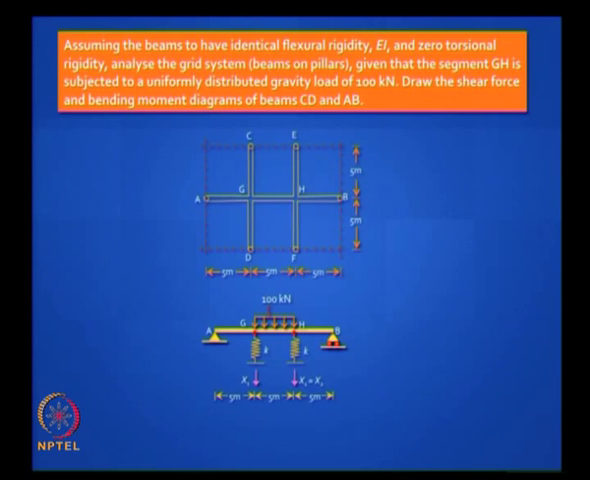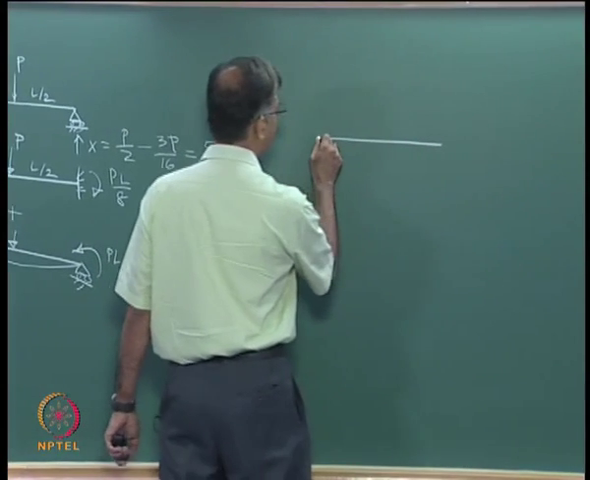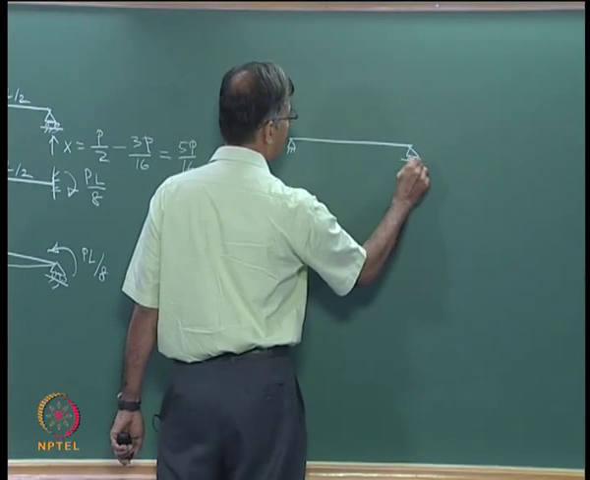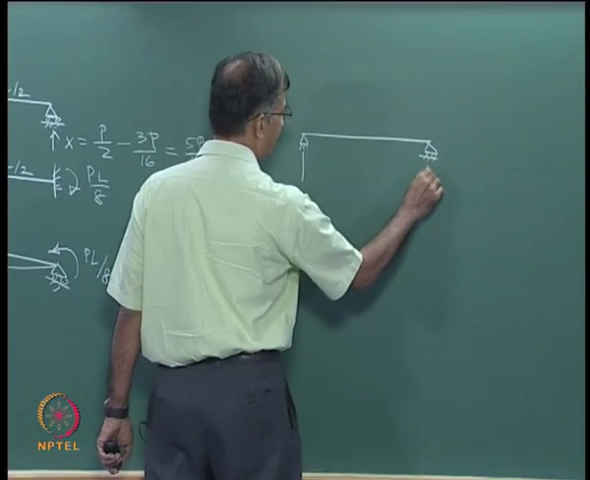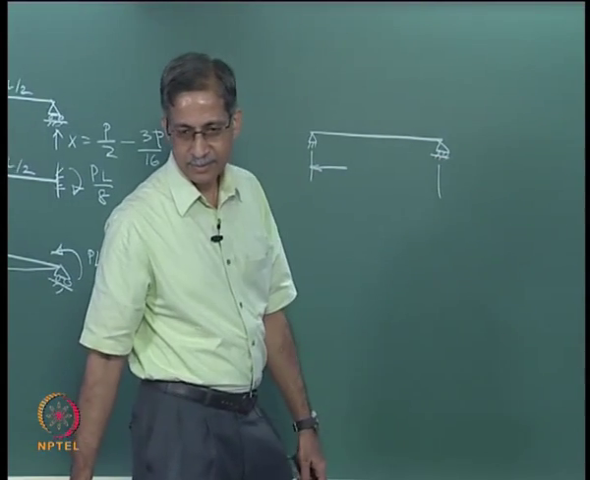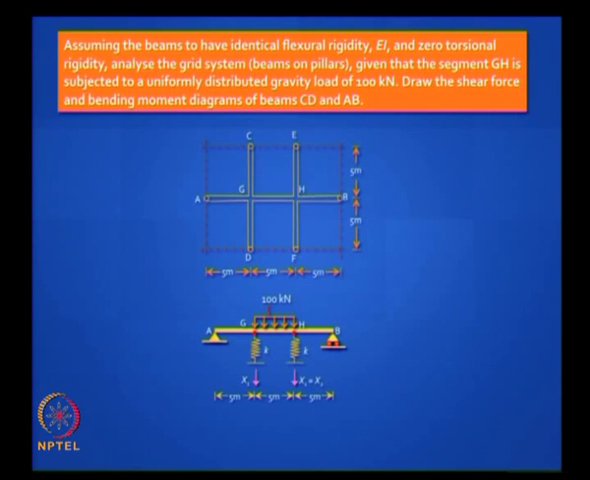K is the flexural stiffness of the beams CD and EF. So, how do I do that? Both of them are simply supported beams. What is the span of the beam? 15 meters total, not 15. I am talking of CD, the ones that I am going to replace. They are 10 meters, right?